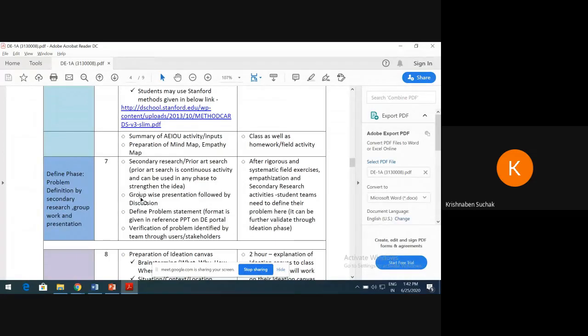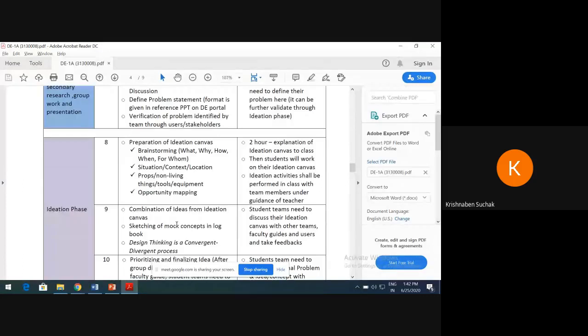And define the problem statement: what your problem was and how you have resolved it. And verification of the problem identified by the team through users or stakeholders. That means you will play the role of users or stakeholders and then verify the problem statement, whether this was my problem and whether it is solved by you or not.